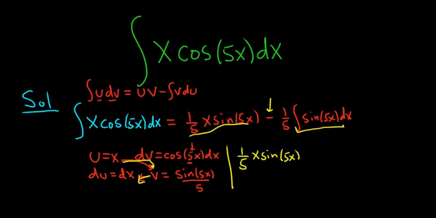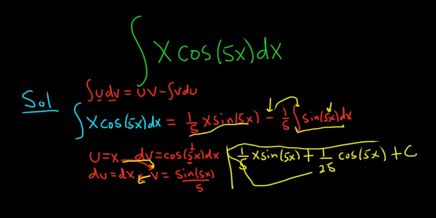So if you put the negative inside here, this will become a plus. Then you divide by the 5, so 5 times 5 is 25. So you get 1/25 cosine 5x plus c. And that is the final answer.